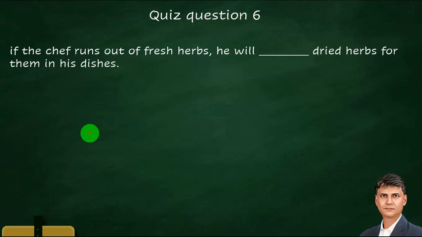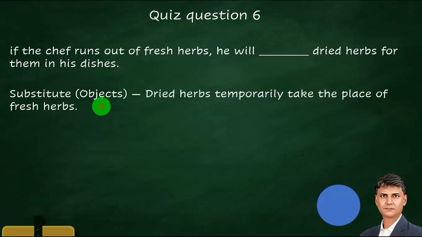Number 6 coming up. If the chef runs out of fresh herbs, he will dash dried herbs for them in his dishes. Your 5 seconds start. Alright, the answer is substitute with objects. Dried herbs temporarily take the place of fresh herbs.